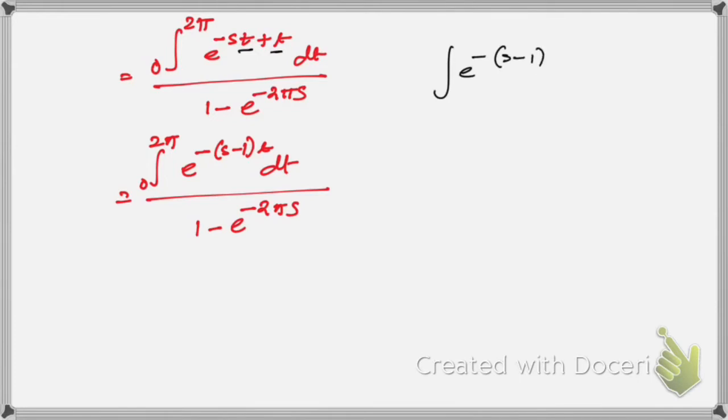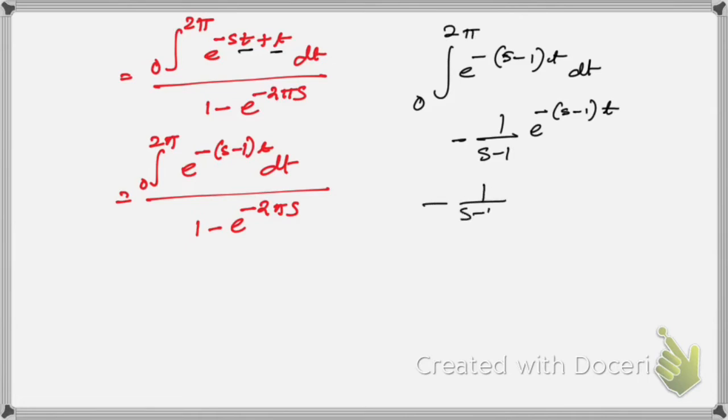Then the integration of e to the power (minus s minus 1) into t dt. If you integrate, you will get 1 by (minus s minus 1) and e to the power (minus s minus 1) into t again. Now we are integrating from 0 to 2 pi. Let us put the upper limit and lower limit, then subtract. If you put the upper limit, you have 1 by (minus s minus 1) e to the power (minus s minus 1) into 2 pi. This is the upper limit, and putting the lower limit, we get e to the power (minus s minus 1) into 0.